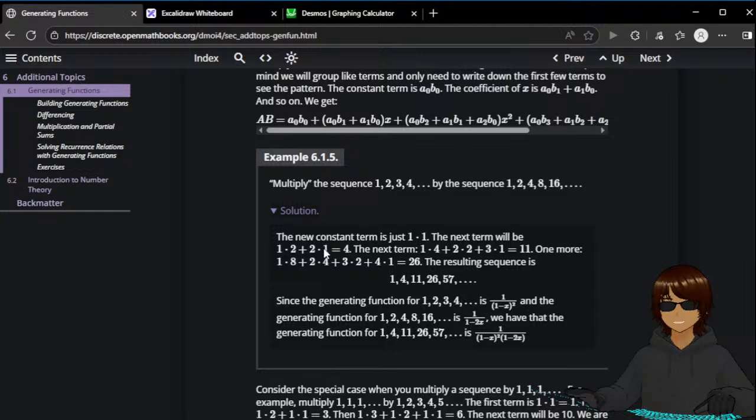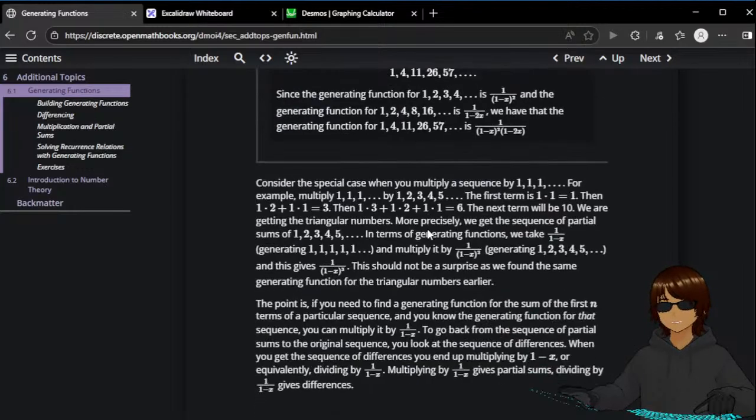One times 2 plus 2 times 1. 1 times 4 plus 2 times 2 plus 3 times 1. So the fourth term here multiplies with the first term here, the third term here multiplies with the second term, the second multiplies with the third, and the first multiplies with the fourth. So we are going in reverse order.